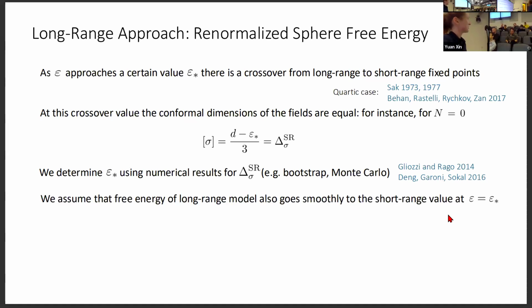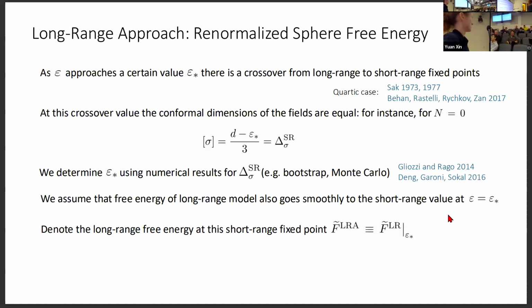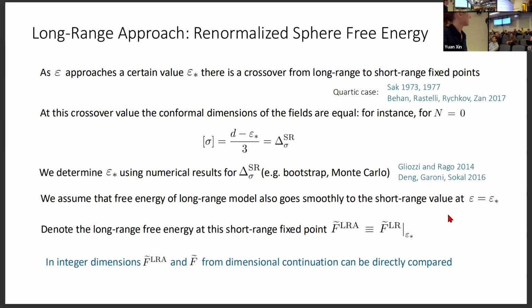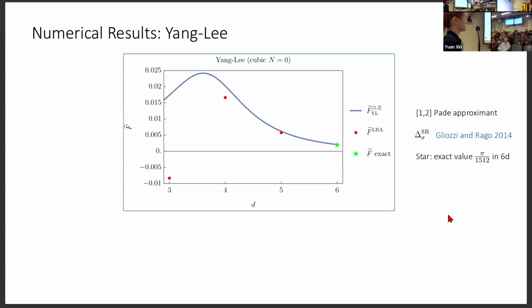Okay, so we also assume that the free energy of the long range model goes smoothly to that of the short range value at epsilon star. So assuming that, we can define this long range approach F_LRA, free energy, by evaluating the long range energy at this crossover point. And then in integer dimensions, the long range approach and the dimensional continuation approach can be compared directly. So now I'll just present some results for the n equals 0 case.